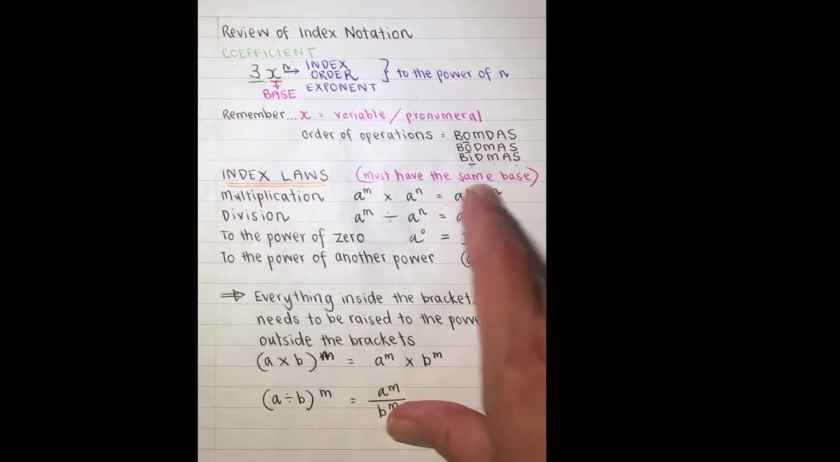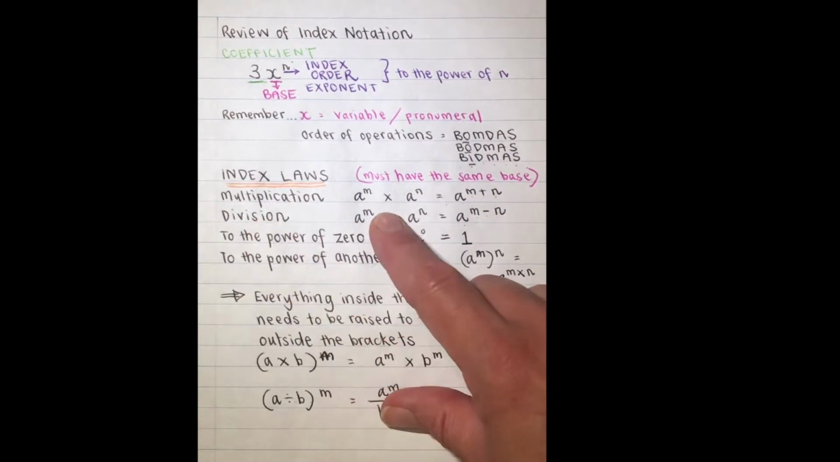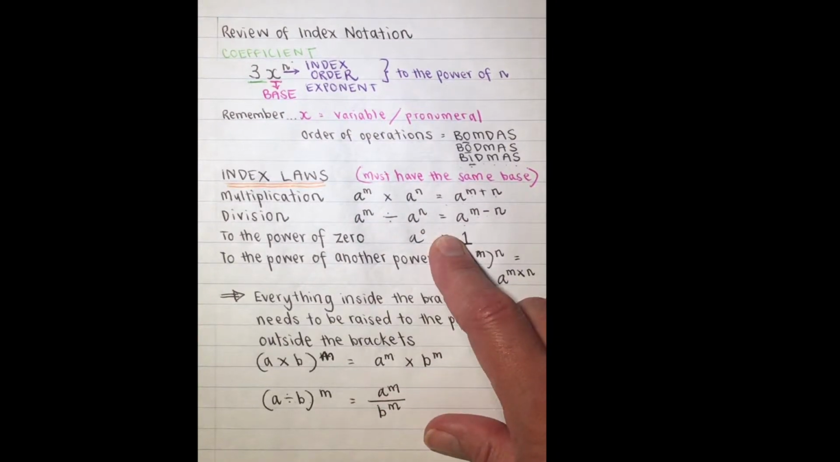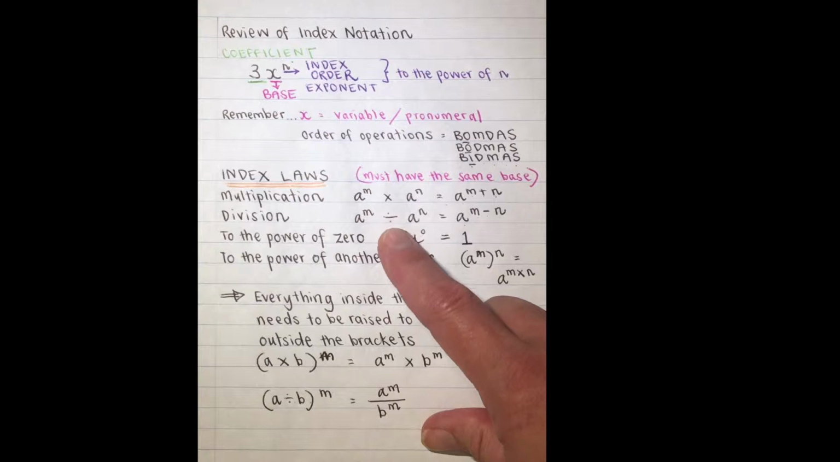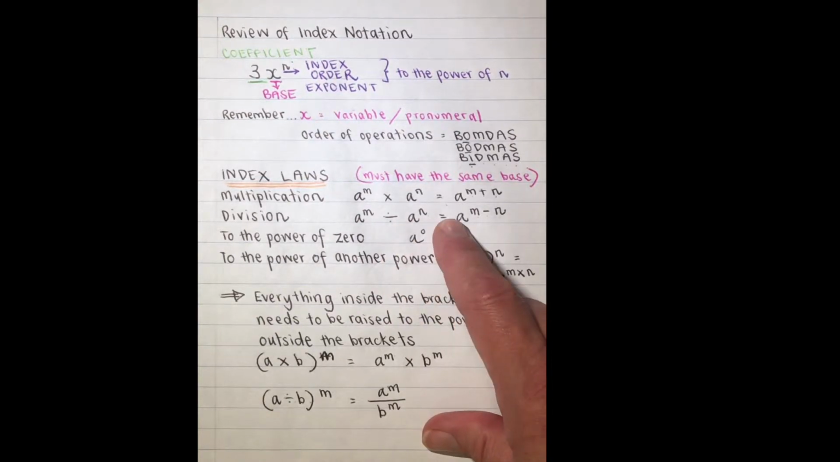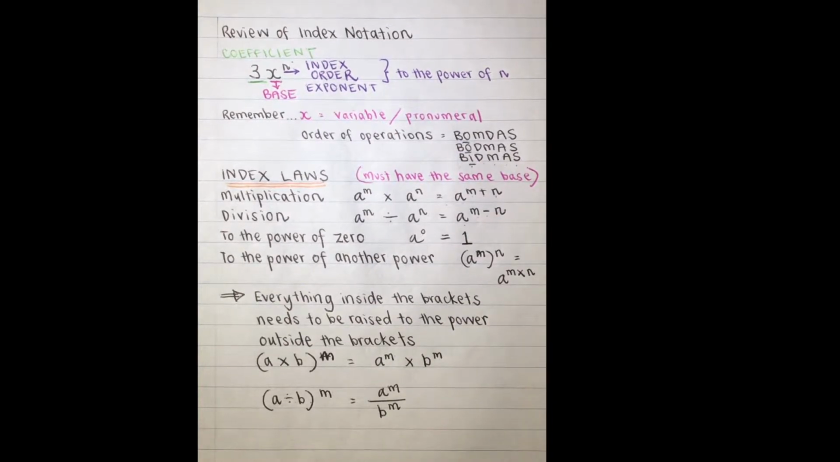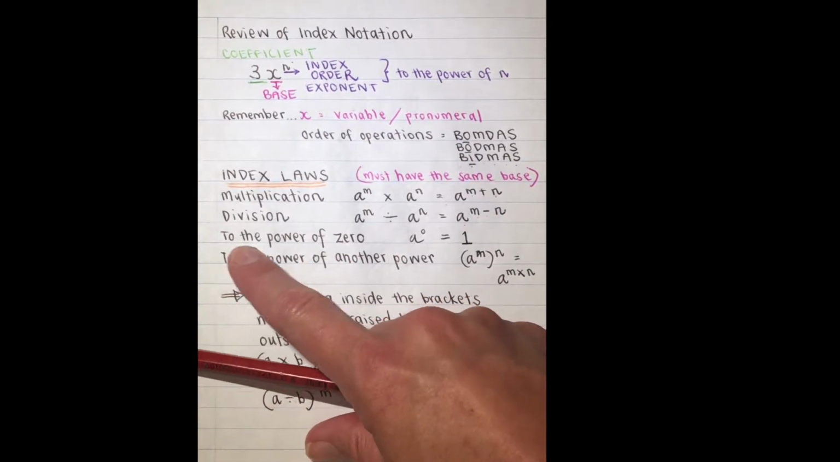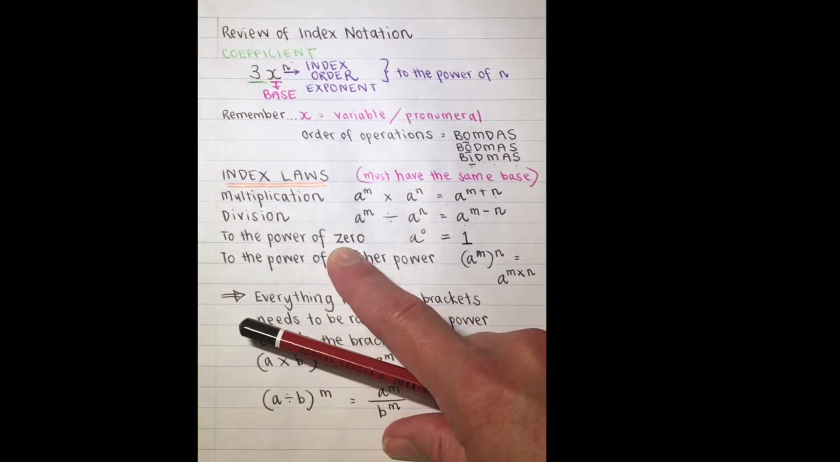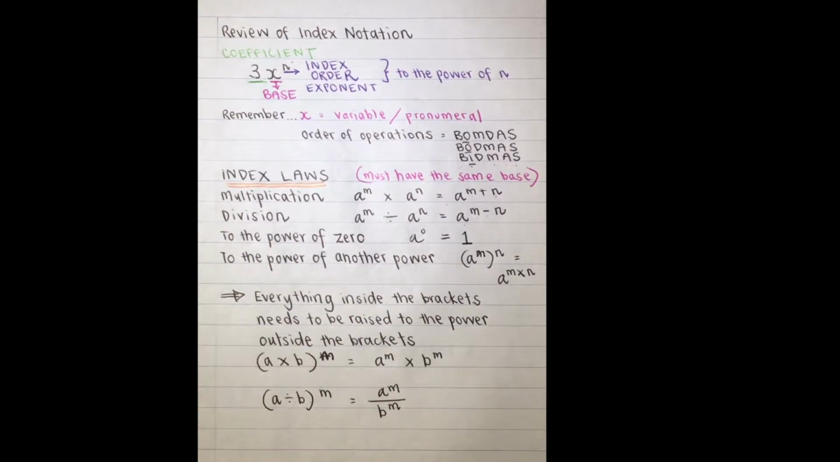It's faster. When I divide index, same base, I can say a to the power of m divided by a to the power of n equals a to the power of m minus n. So I just want to follow on from there so that we can explain to the power of 0. All right, let's have a look.